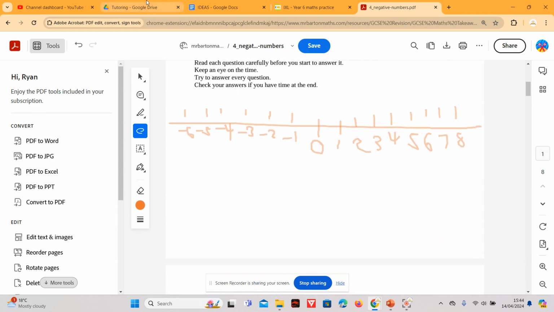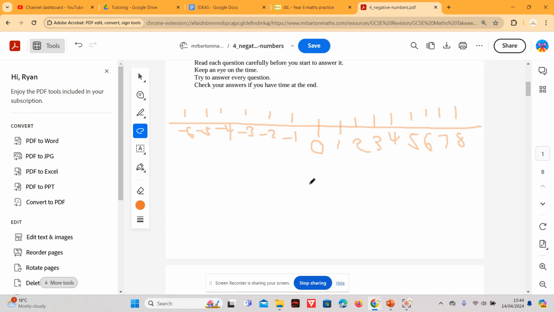So on a number line here, my drawing is pretty terrible, but you'll have to excuse that. We've got 0 in the middle here, and on the right side, which is this side, we write our positive numbers down, which go 1, 2, 3, 4, 5, 6, 7, 8, etc. Then on this side, we've got our negative numbers. So we've got -1, -2, -3, -4, -5, -6, etc.